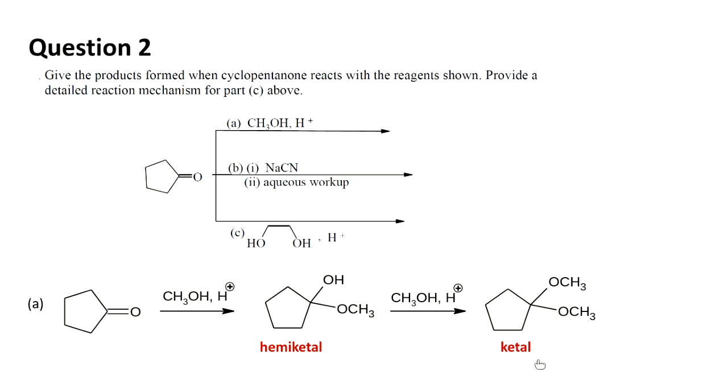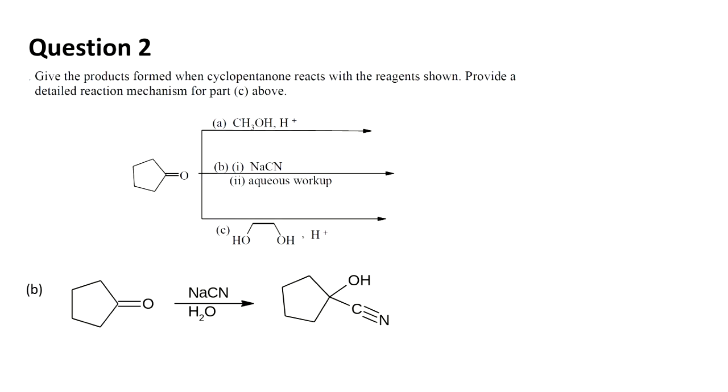So for part B, we have a strong nucleophile, which is a nitrile. And so this is not going to require acidification in the first step. So what happens is that we have the addition of the nitrile group to form a cyanohydrin. How many persons had the correct structure for B? Okay, great.